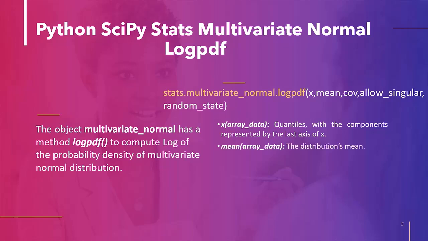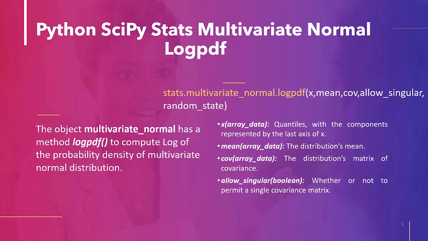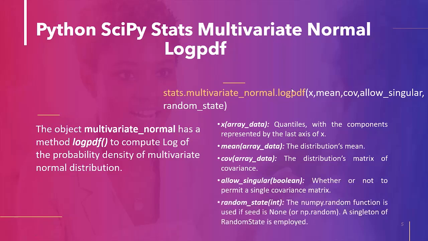Mean, it is the mean of the distribution. By default, it is 0. Cov, it is the covariance matrix of the distribution. By default, it is 1. Allow_singular, this is used to decide whether to allow a singular covariance matrix or not. By default, it is false. Random state. If seed is None, the numpy.random singleton is used. If seed is an int, a new random state instance is used, seeded with seed. If seed is already a generator or a random state instance, then that instance is used.